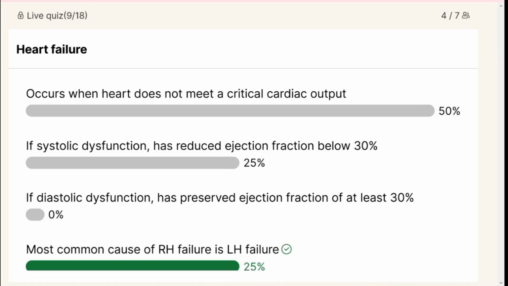If systolic dysfunction has reduced ejection fraction below 30%, while this in theory might be correct, it's not really because the criteria for reduced ejection fraction is 40% and you have to stick by the criteria. So it's not going to be 30%, it has to be 40%. Similarly, in diastolic dysfunction, ejection fraction has to be at least 50%, not 30. So glad no one went for that. And the most common cause of right heart failure is, in fact, left heart failure.